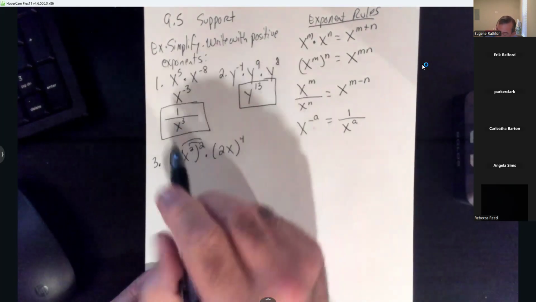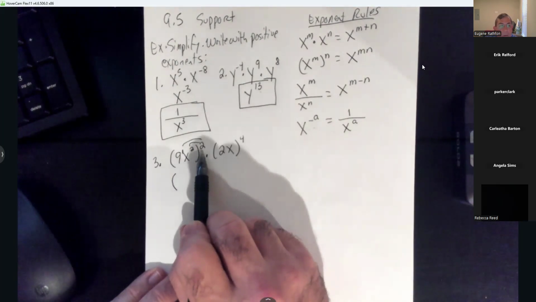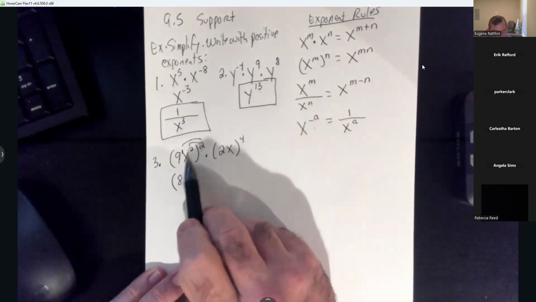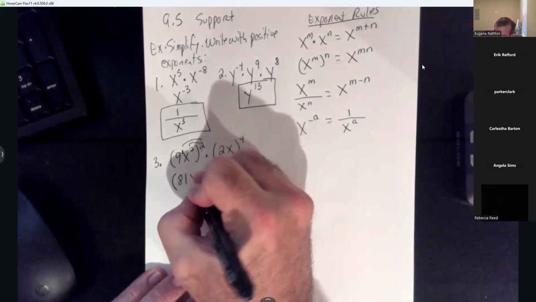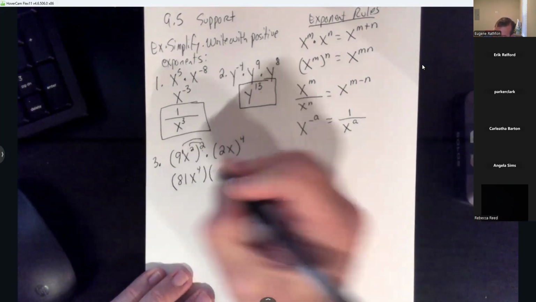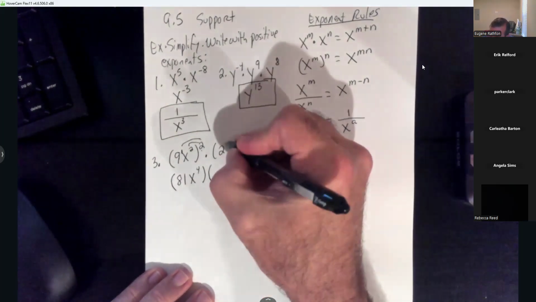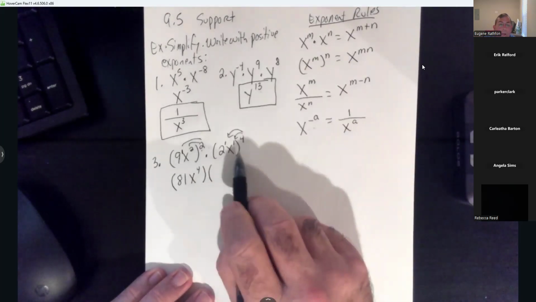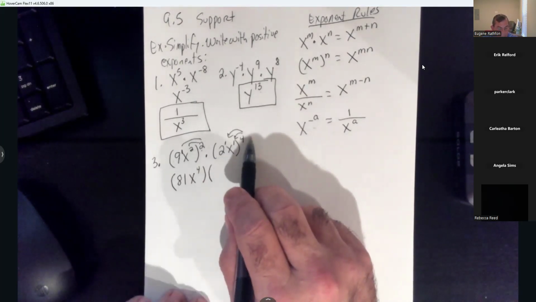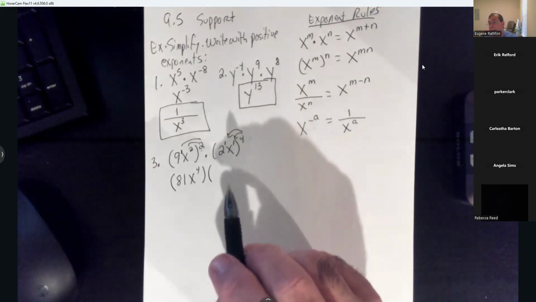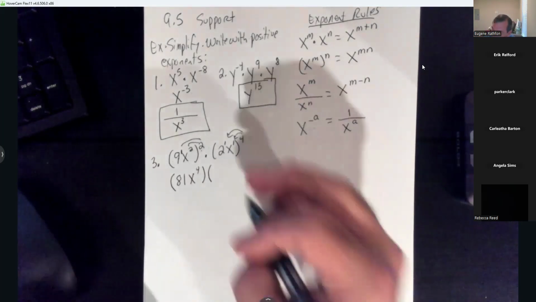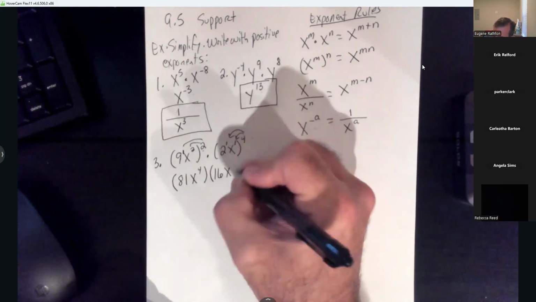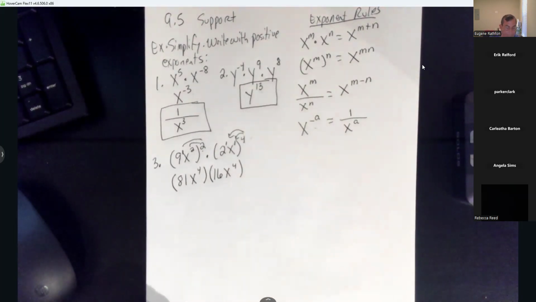So in the first parentheses, I have 9 squared. Well, 9 squared is 81. And then on the x, 2 times 2 would give me x to the fourth. Now over here, the same thing. The 2 and the x both don't have exponents, so we'd treat both of them like a 1. So you got 2 to the fourth. Well, 2 times 2 is 4, times 2 is 8, times 2 is 16. So that'll give me a 16. And on the x, 1 times 4 is 4.